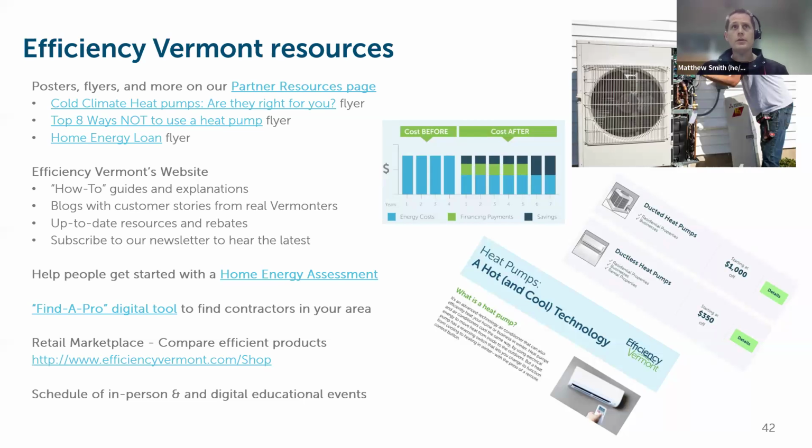Just a few more notes here about what our website offers. That Find a Pro tool can help you find a contractor that specializes in the technology you're looking for. So for example, if you're looking for an installer for a heat pump, as Nate mentioned, those ground source heat pumps are really complex and they need a very knowledgeable professional. That Find a Pro tool can help you find the professional you're looking for.